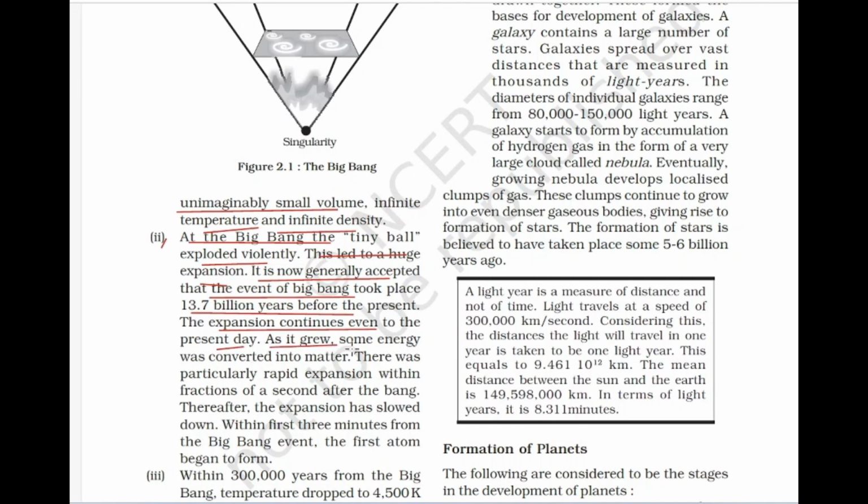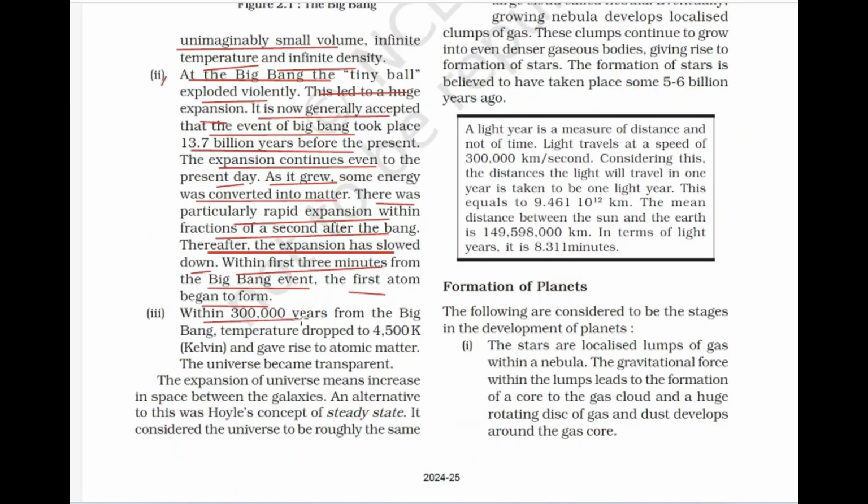As it grew, some energy was converted into matter. There was particularly rapid expansion within fractions of a second after the bang. Thereafter, the expansion has slowed down. Within the first 3 minutes from the Big Bang event, the first atom began to form. Within 3 lakh years from the Big Bang, the temperature dropped to 4500 Kelvin and gave rise to atomic matter. The universe became transparent. The expansion of the universe means an increase in space between the galaxies.